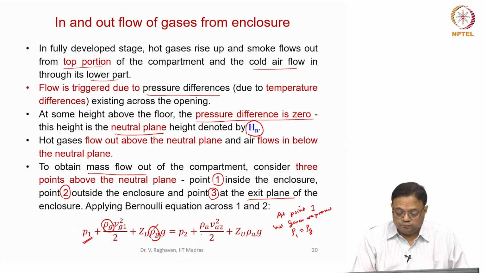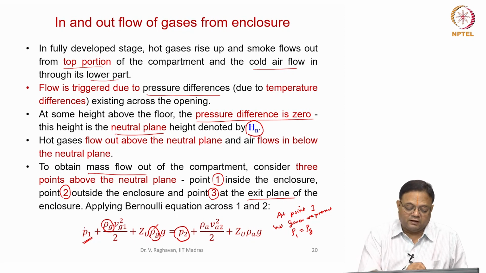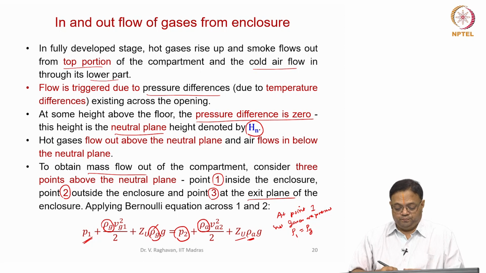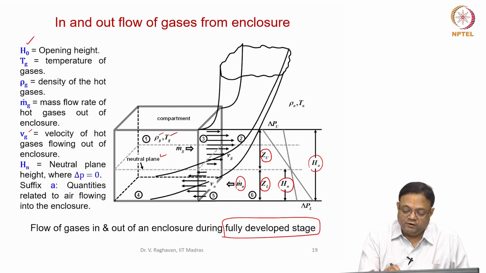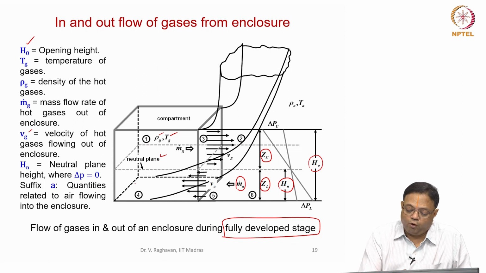Now the point 2, which is well outside the compartment or enclosure, pressure is P2, atmospheric pressure. P1 is the pressure inside the compartment, P2 is the atmospheric pressure. Now, please see that the density of the atmospheric air is used here. Velocity of the atmospheric air divided by 2 into, again, rho a is used here. Rho a Zu into g. So, this is the Bernoulli equation applied at the point 1 and 2. 1 is well within the enclosure, 2 is well outside the enclosure. Now, we can see that the flow goes out.